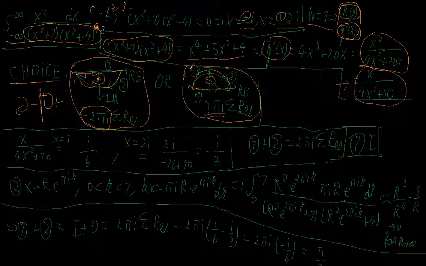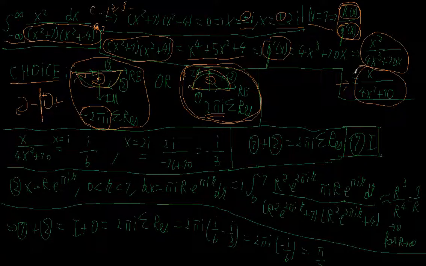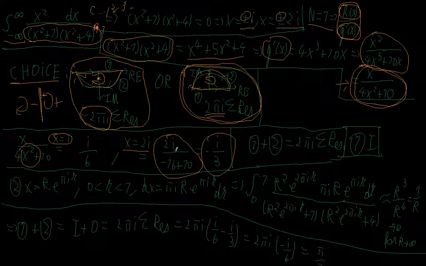So let's choose the upper half plane, so the contour along the upper half circle. If we have our formula here for the residues, and you plug in x equal to i, so positive i, we get i over 6. So i squared here is minus 1, so minus 4, plus 10, so 6. If you plug in x equal to 2i, we get 2i over minus 16 plus 10, so minus i over 3. So 2i over minus 6, so i over minus 3, so minus i over 3.